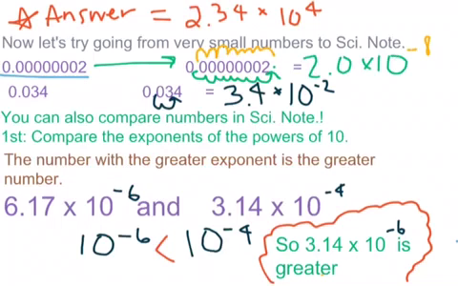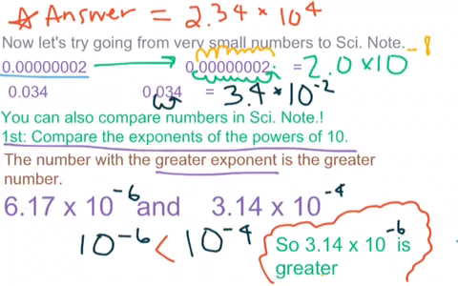Okay, so let's move on to comparing numbers in scientific notation. First we're going to compare the exponents, the powers of 10. The number with the greater exponent is the greater number, right? So down here we're comparing 6.17 times 10 to the negative 6th and 3.14 times 10 to the negative 4th. When we compare our exponents, we have 10 to the negative 6 and 10 to the negative 4. Which one is greater? Negative 4 is greater than negative 6. So our final answer there is 3.14 times 10 to the negative 4 is greater.